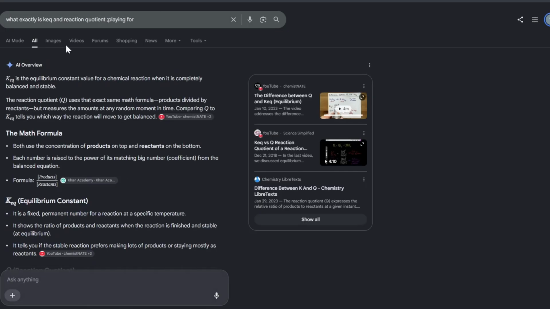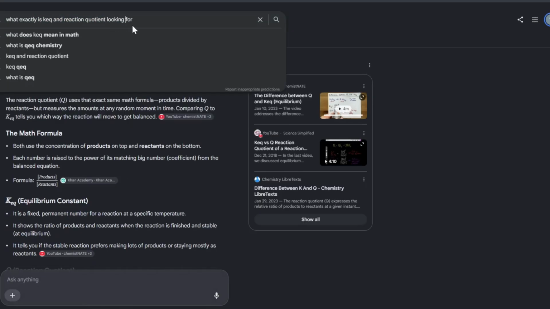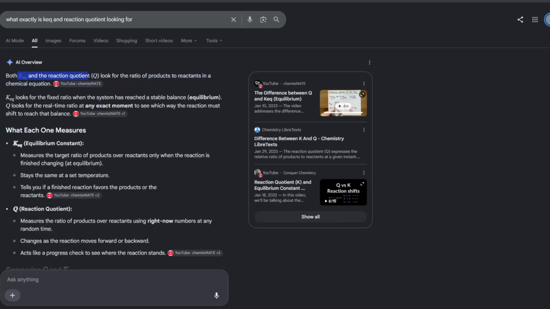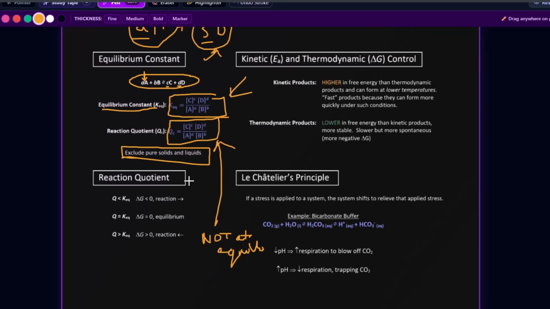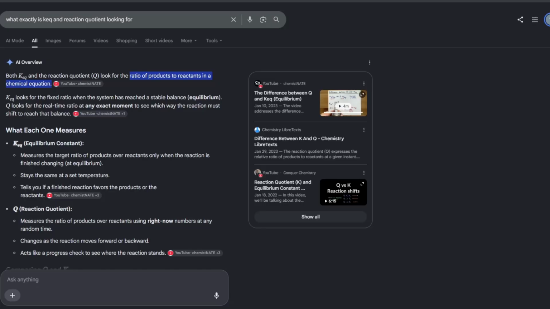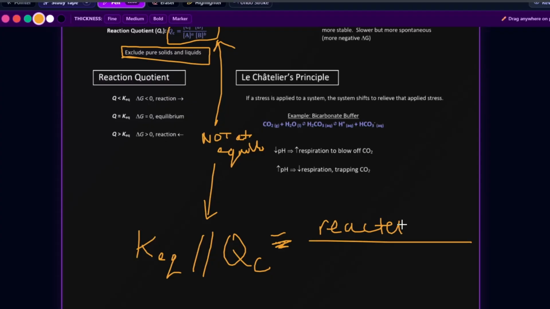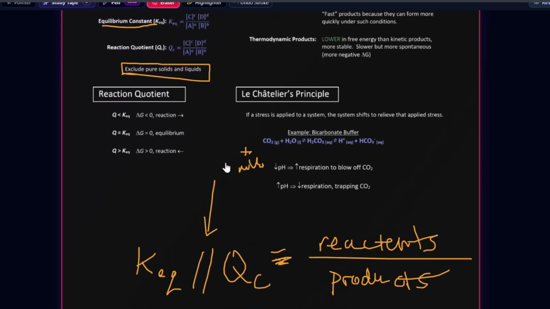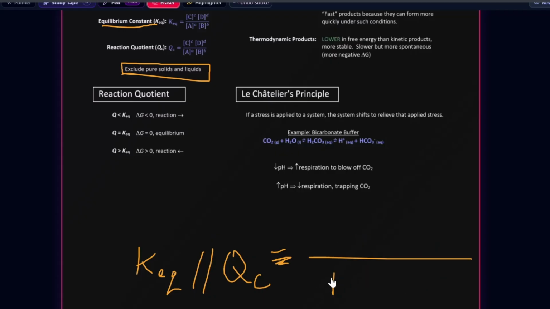So now the question comes, what exactly are Keq and the reaction quotient looking for? Well, Keq and the reaction quotient look for the ratio of products to reactants in a chemical equation. I'm surprised they didn't show the simplified formula, but basically both Keq and the reaction quotient Qc are equal to, what's it, reactants over products. I hope you could see that because, sorry, products over reactants. No, I was wrong. It's products over reactants.